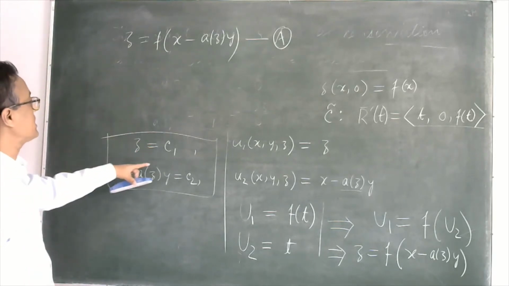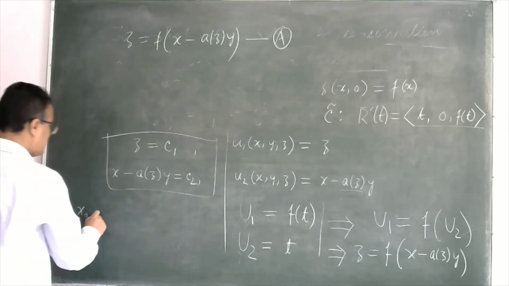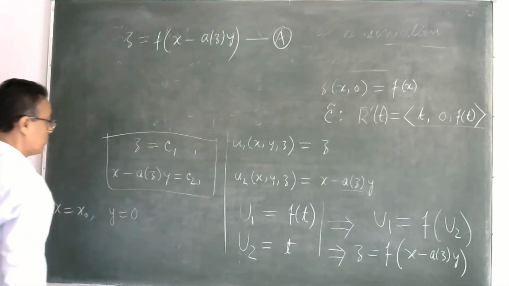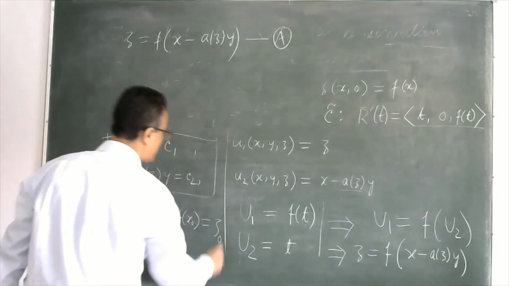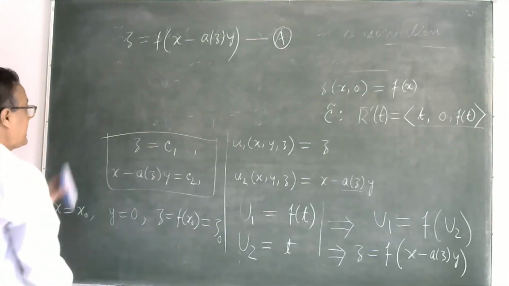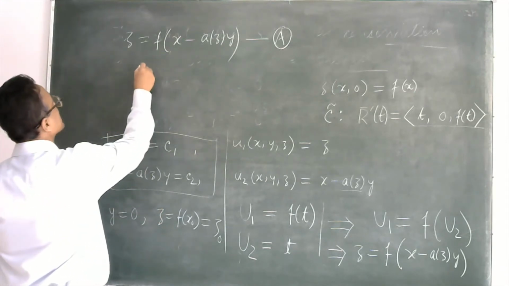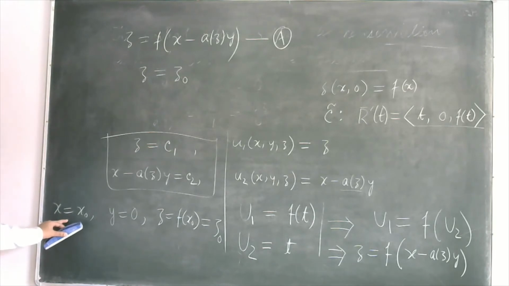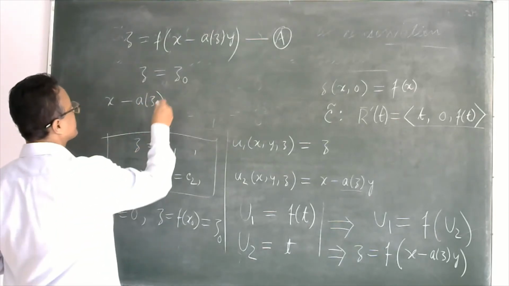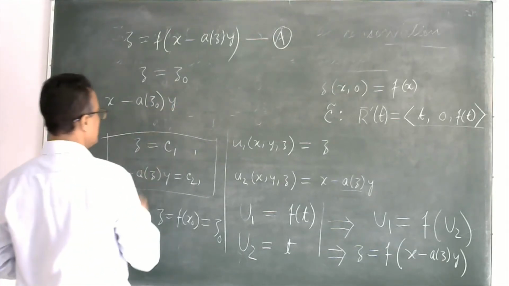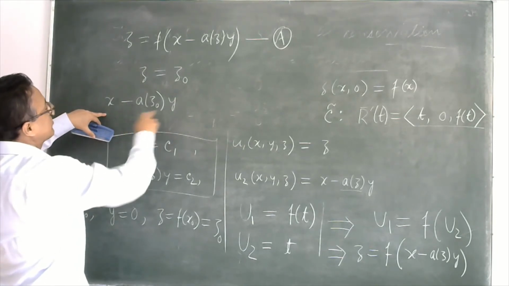So now if I impose the initial condition, suppose initially your x was equal to x naught, and then anyway your y is always 0, and z is given by f of x naught. Suppose I call it simply z naught. So then I can simply write z equal to z naught, and from here I can write x minus a of z naught, which is y, and that is going to be equal to what? Its value initially, whatever it is going to be.